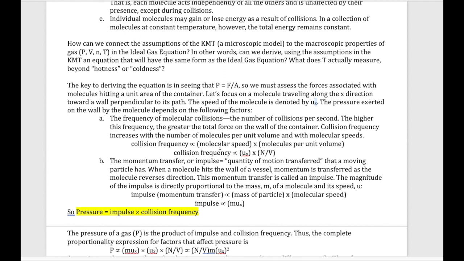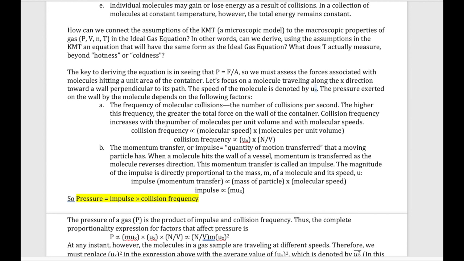If there is very few molecules and they're moving very slowly, then there's very, very few collisions occurring per second. The collision frequency should be proportional to the speed of the molecule times the number of molecules per unit volume. We can write that equation like this: collision frequency is proportional to speed, which is u sub x, times n, the number of molecules, over v, the volume of the container.